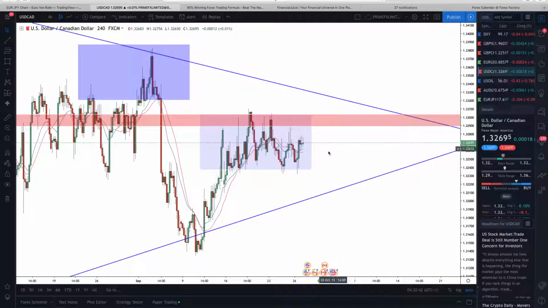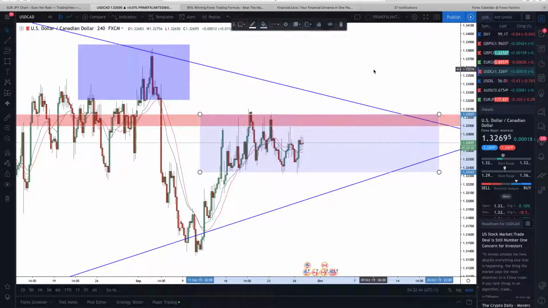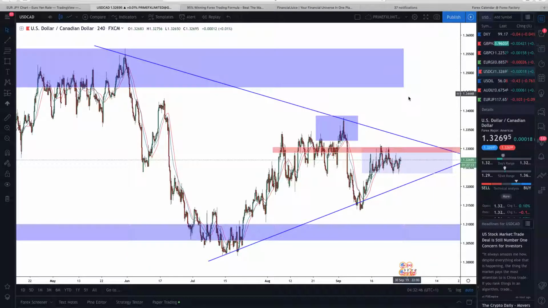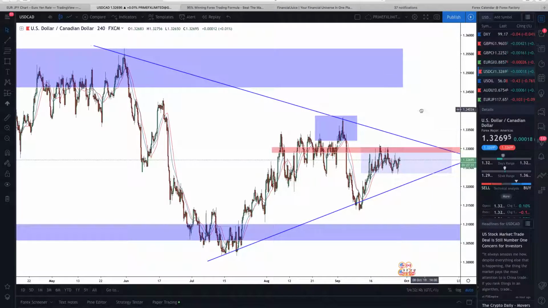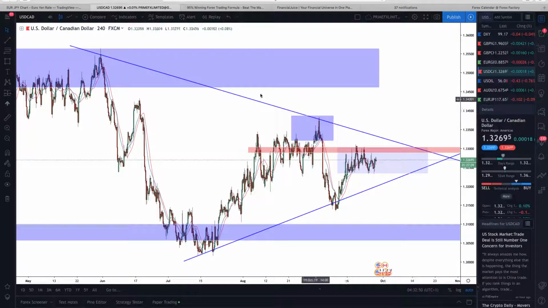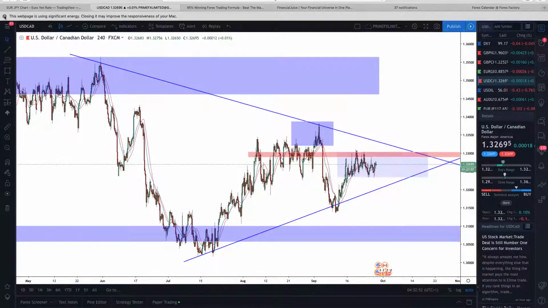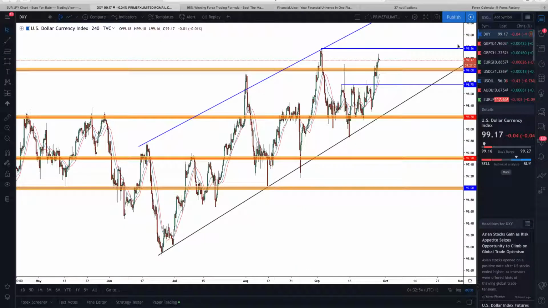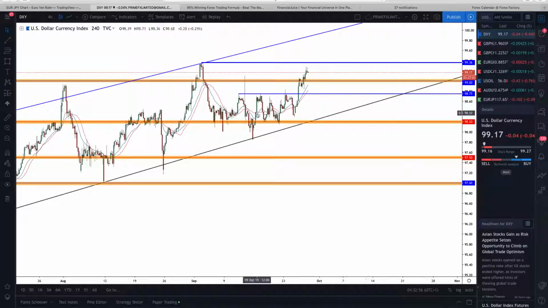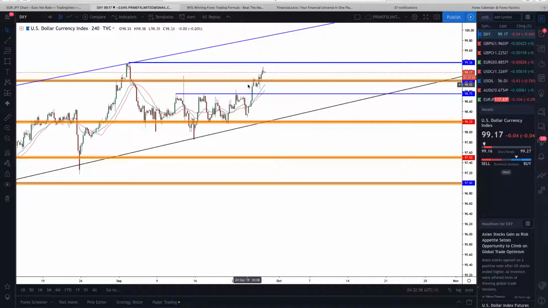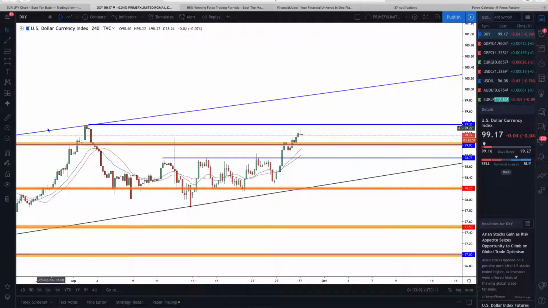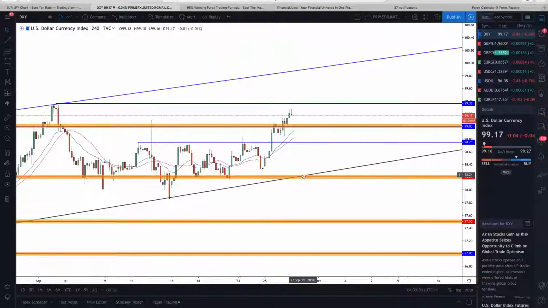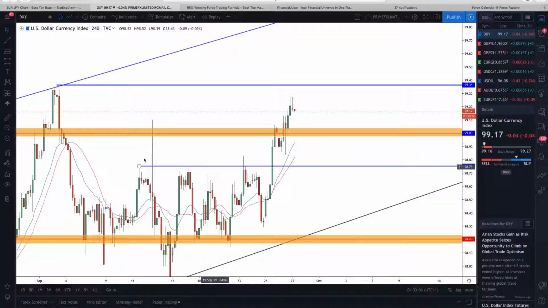USD CAD price action right now is in the area of range. With this triangular formation, we normally get a fake out and then the real move. However, I do believe we may get a fake out tomorrow due to the fact that Dixie, the strength of the dollar, is very strong. Look at the breakout. This is a very, very strong breakout to the upside. Very strong breakout to the upside. Okay, you see it?